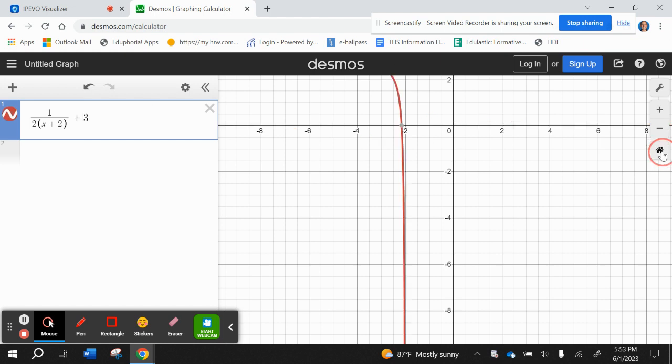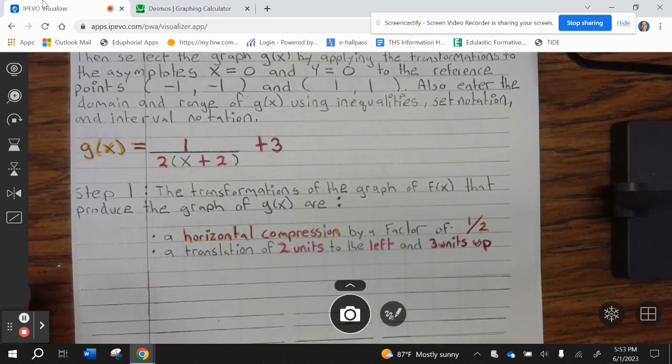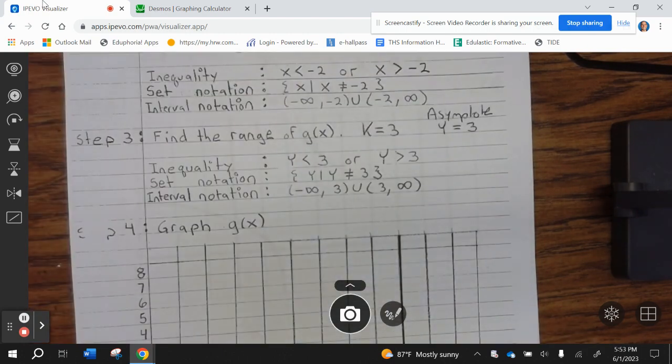Okay, I'm going to press the home button so we have that available now, ready to go. All right, let's take a look at the next page.